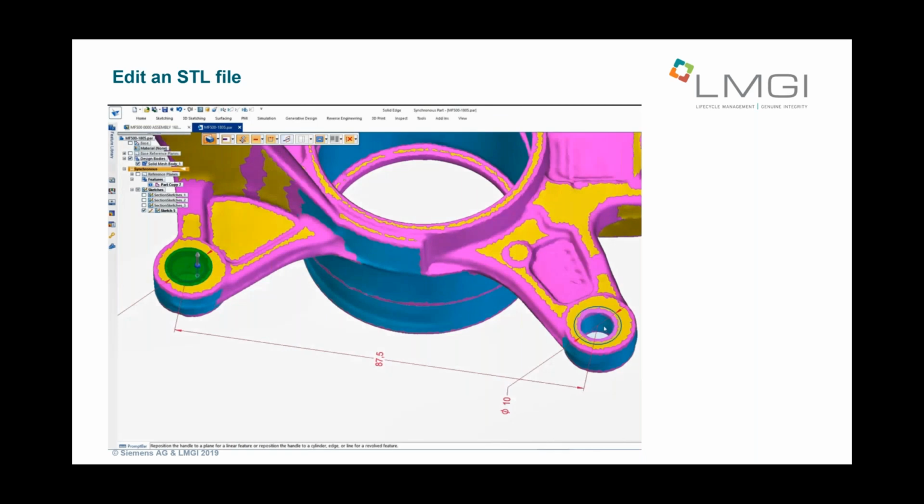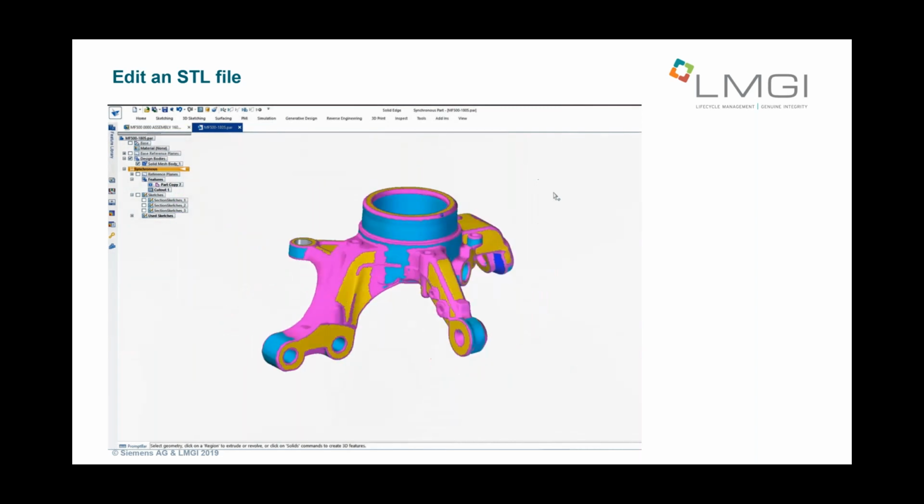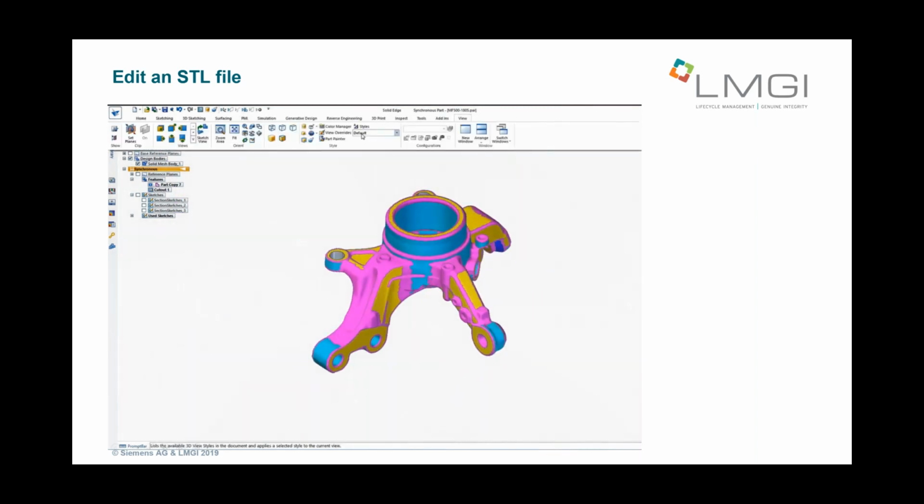So here we're just taking a scan file, recognizing the center of where cylinders would be, and doing some actual modeled cylinders on an STL file. I find that pretty fascinating, actually.